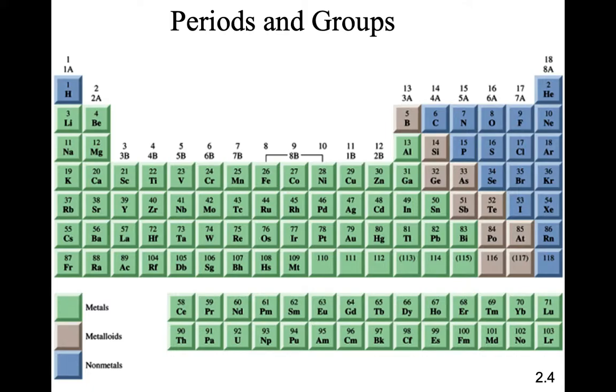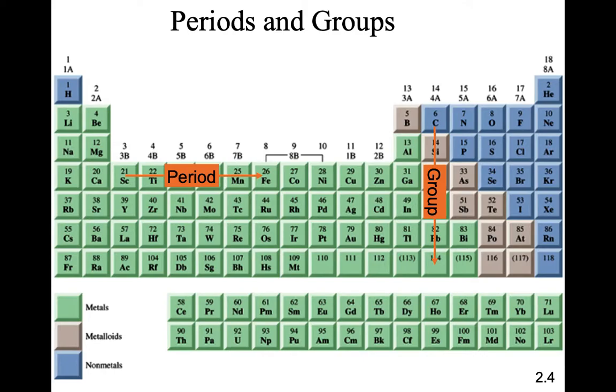A more formal way of organizing elements is with periods and groups. A period is the word given to a row. The periodic table has 7 rows, which we call periods 1 through 7 from top to bottom. Groups are columns. There are 18 groups, sometimes numbered 1 to 18, sometimes numbered as A columns and B columns.